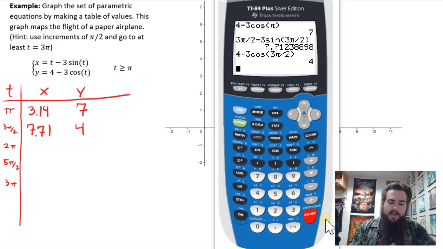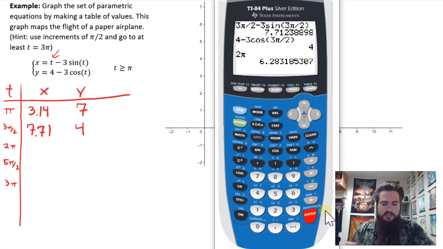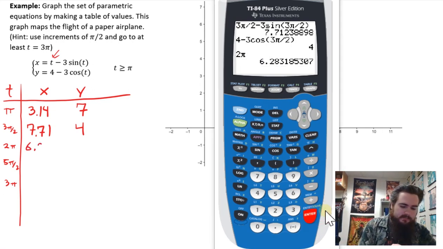Next, with 2 pi, you can start to see where some of this pattern is going, particularly for the values that we do know. If I plug in 2 pi for x, I'm just going to get 2 pi minus 3 times 0. Sine of 2 pi is 0. So I'm really just going to get 2 pi for the next value, which is 6.28. And then if I plug in 2 pi into the second equation, that gives me 4 minus 3 times 1, or just 1.